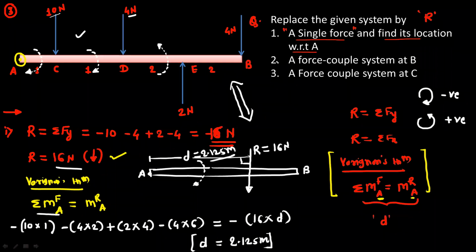Okay, what is the second question? Replace the given system by a force couple system at point B. That means we have to shift this force to point B. So right now the single force is at distance 2.125. But we want to replace this system by a single force at point B. So let us see how to shift that force.